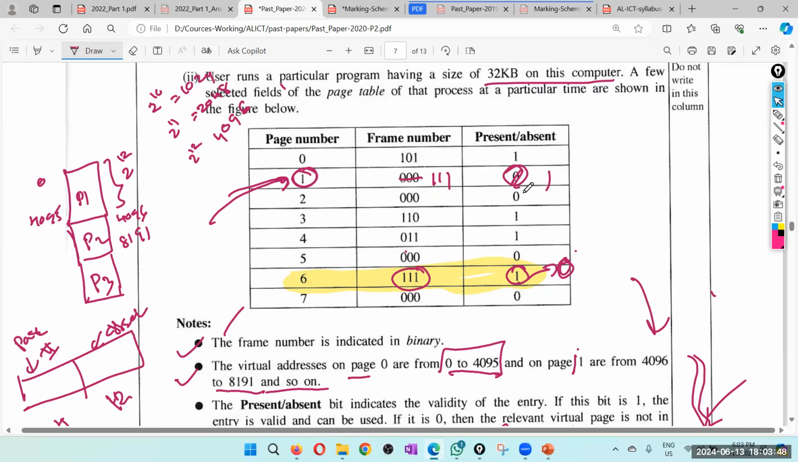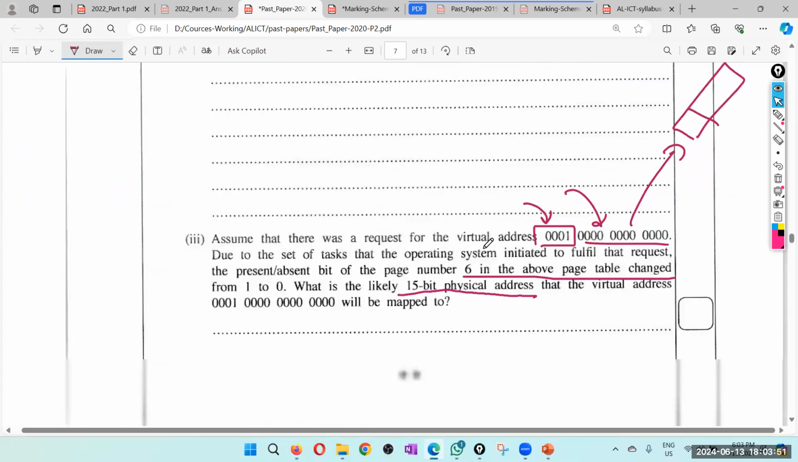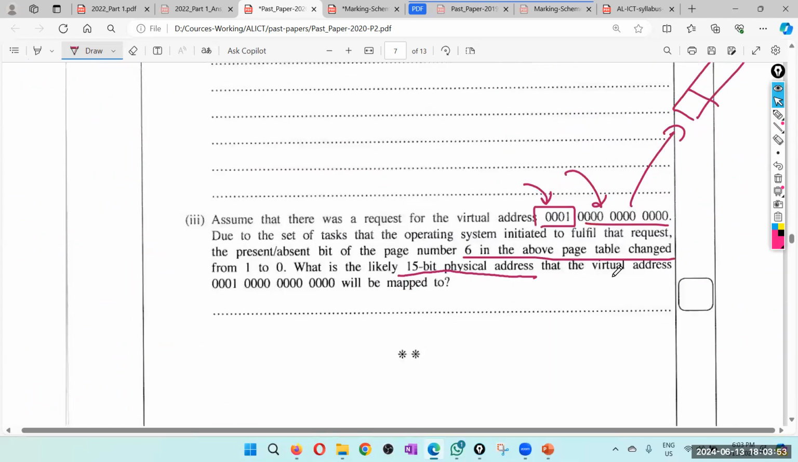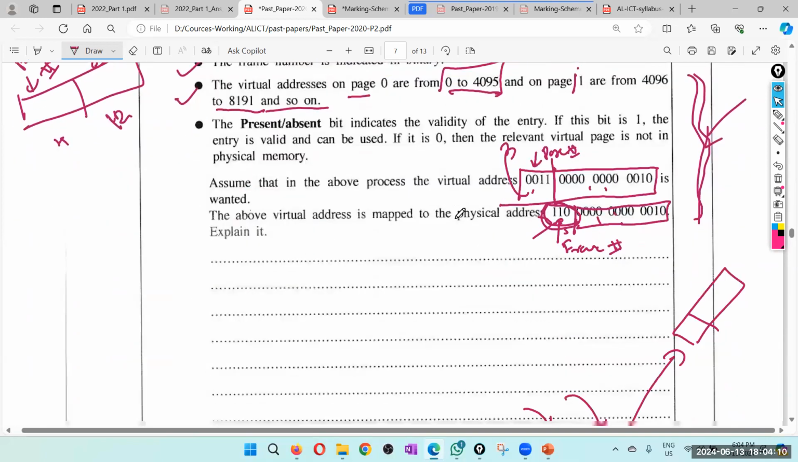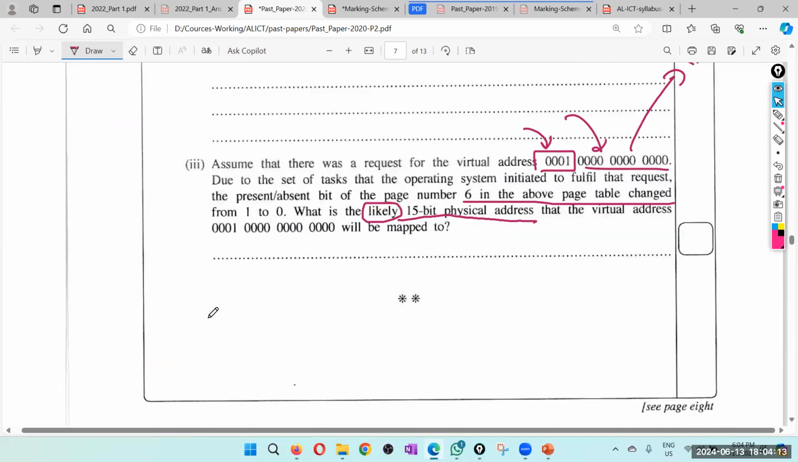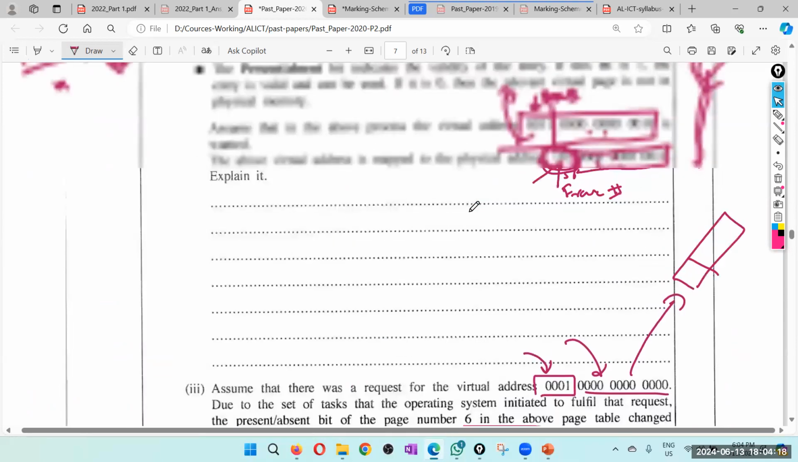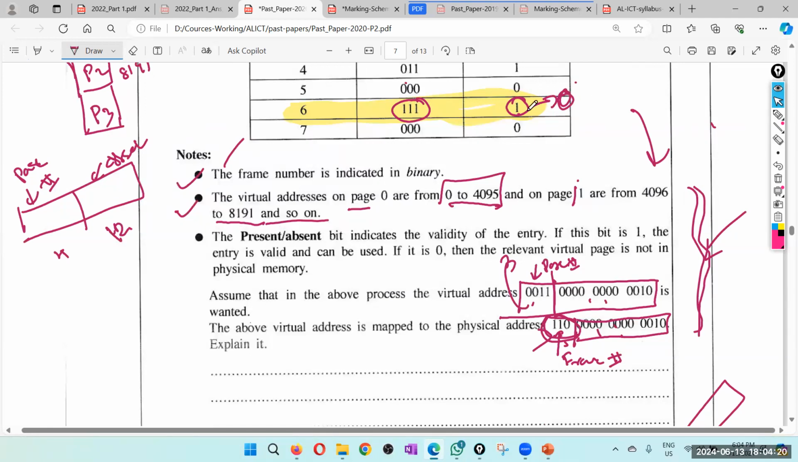One possibility. So that is what the question says. What is the likely physical address? That is why they say likely, because we are not very sure. Because of this change, maybe this is what happens. So then what is the physical address? This 0001 may have changed to this one's frame number, which is 111. So therefore the likely physical address is 111, because this changed to 0, maybe we are using this particular frame now.